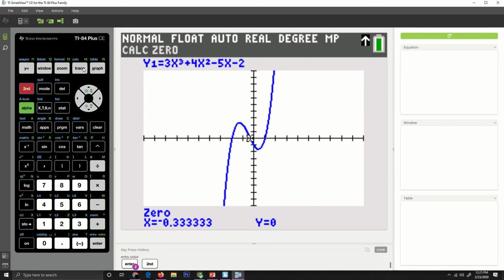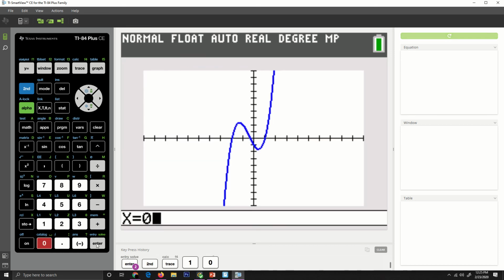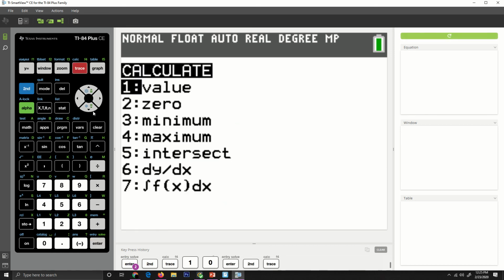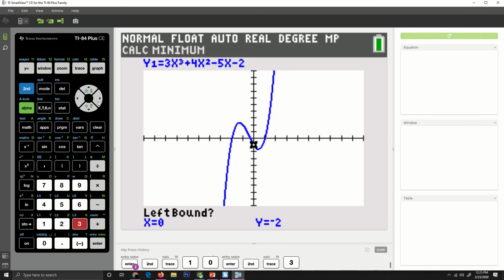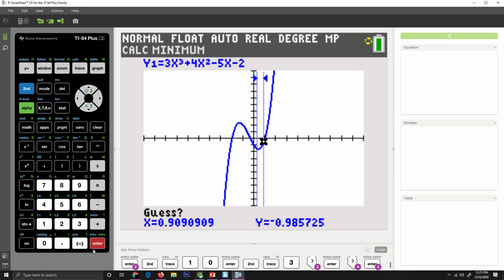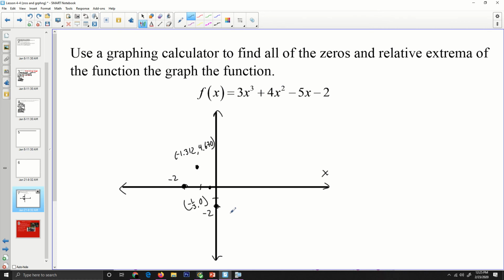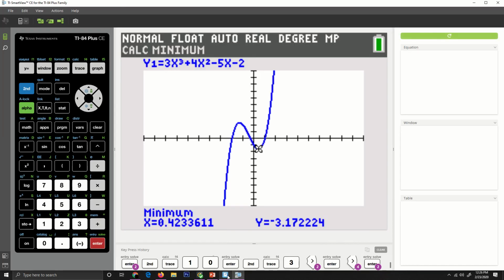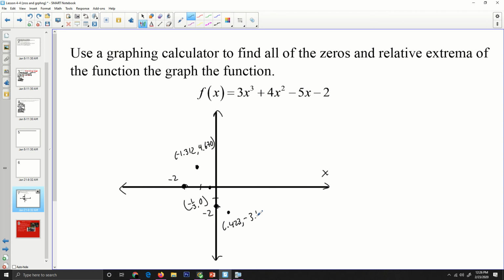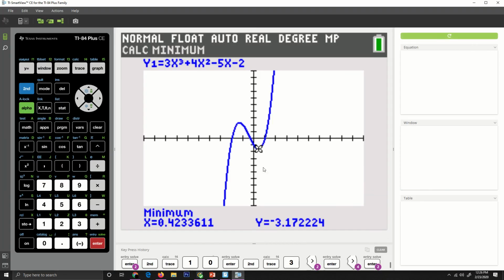But you could also go trace value 0, and that'll give you the -2. Let's find that minimum. So 3 is the minimum, so let's hit that. That's pretty close. And then we'll go a little bit to the left of where we think that minimum is. And so 0.423, 3.172. So right here is 0.423, comma, negative 3.172. And then the last zero will be right here.